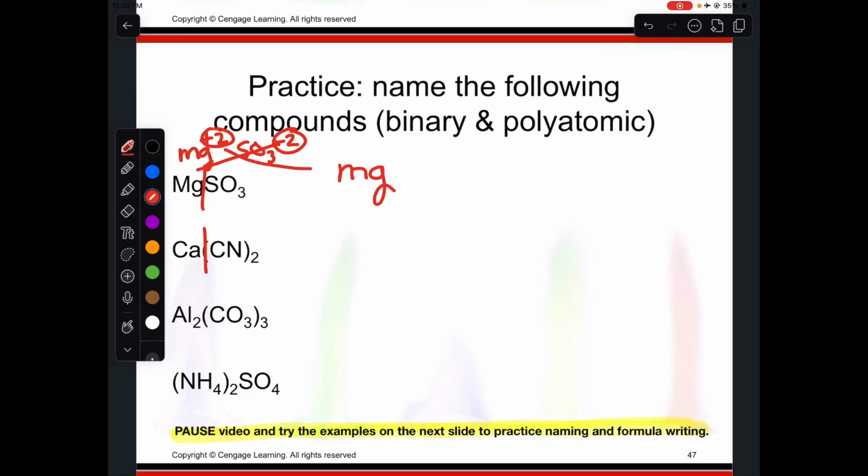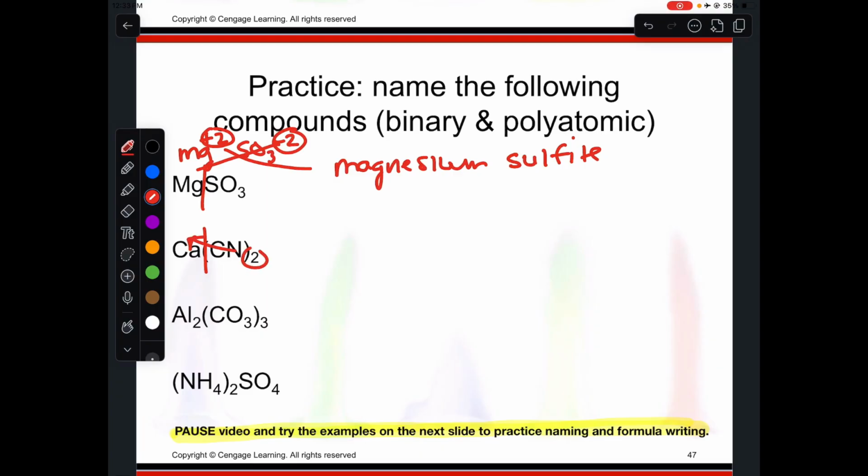Again, you don't need to show that. But the name of this, actually I need to write the whole word, is magnesium sulfite. Okay, so you do not have to change any endings. You literally just write it as it's seen on that polyatomic list. Only the previous one did you have to change that ending to "ide." This you do not change. You just write it as is.